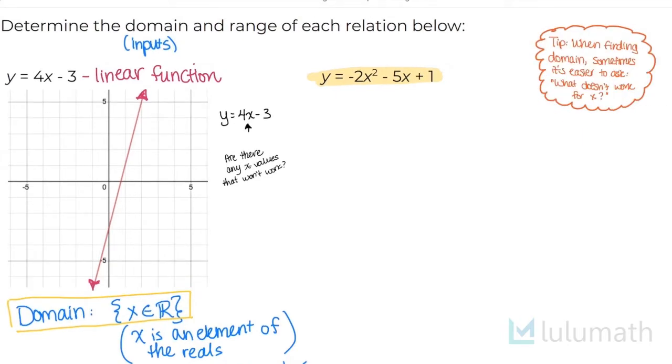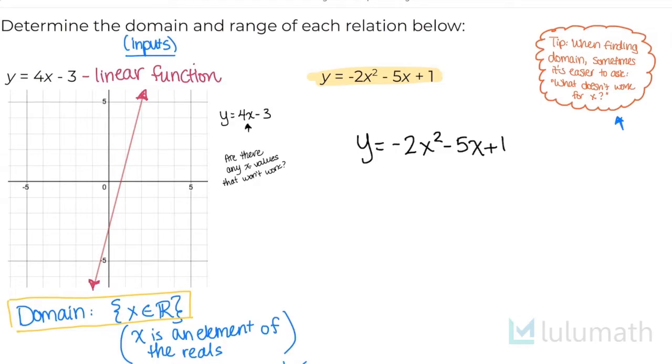So remember, the domain is the set of all inputs that work. And the tip that we have here is when finding domain, sometimes it's easier to ask ourselves, what doesn't work for x? I'm going to see, are there any x values that I can't plug in? I can put in any x value that I want. I can plug in 3, I can plug in -7, I can plug in 2/3, I can plug in pi. It doesn't matter what I plug in, I'm always going to get an output. There's no restriction on my x value.